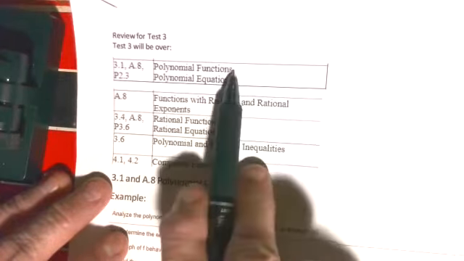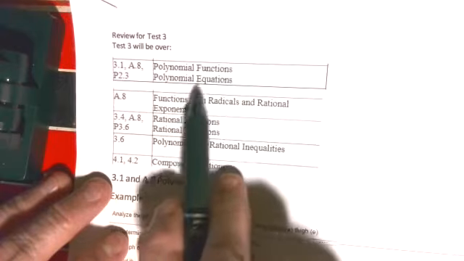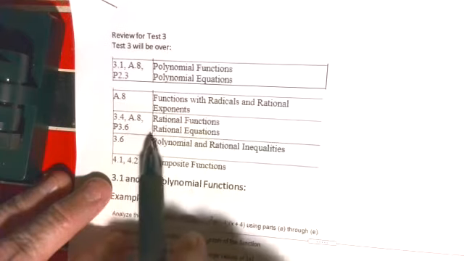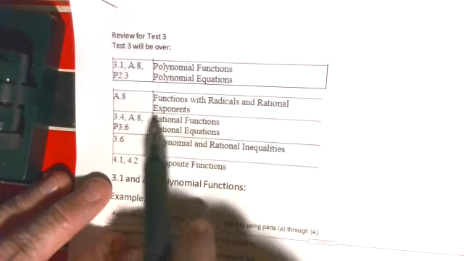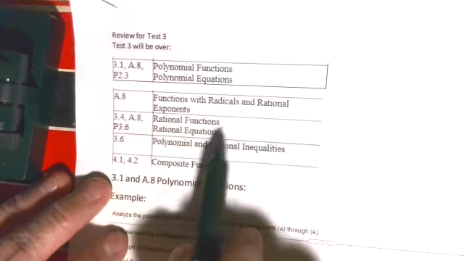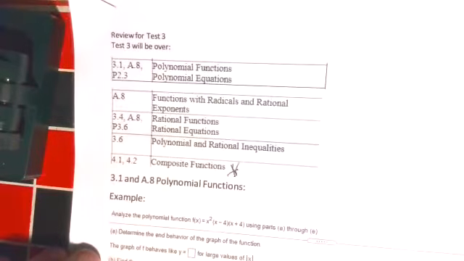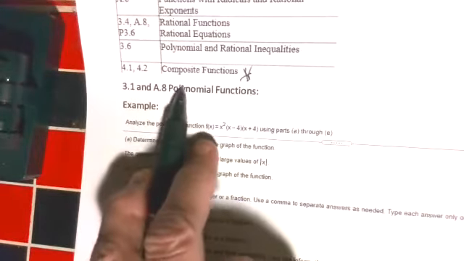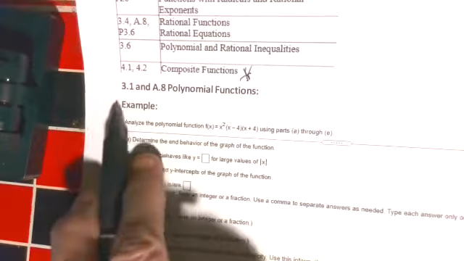So this is just what it's going to be over: the polynomial functions and equations, functions with radicals, and the functions with rational exponents. Rational functions, rational equations, polynomial and rational inequalities. And unfortunately, I didn't get to this yet. I will shortly, hopefully today, but it will not be on this test. So the polynomial functions, and it was these two sections.